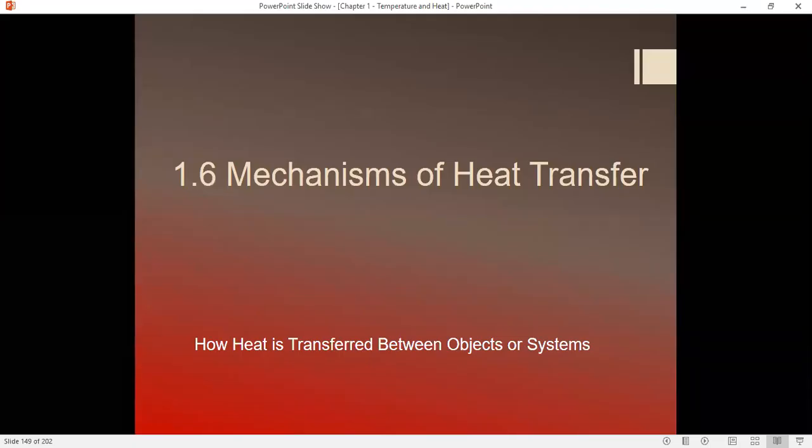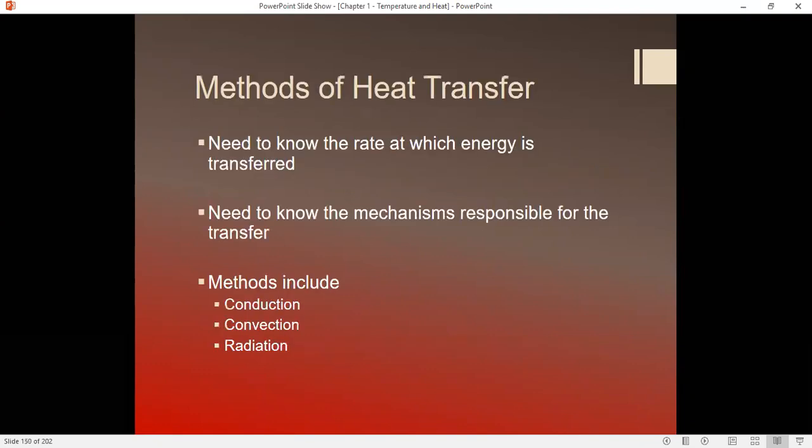Okay, transferring heat. There are three basic ways to transfer heat: conduction, convection, and radiation. Conduction, convection, radiation. My pen always likes to choose whatever it wants. It has a mind of its own. This allows us to move heat from one location to another location. Okay? Transfer heat through conduction, transfer heat through convection, transfer heat through radiation.